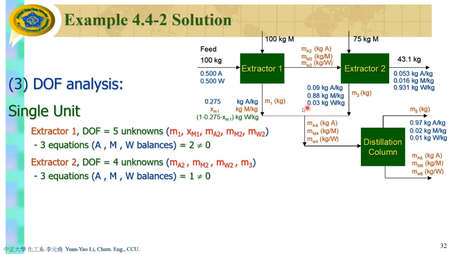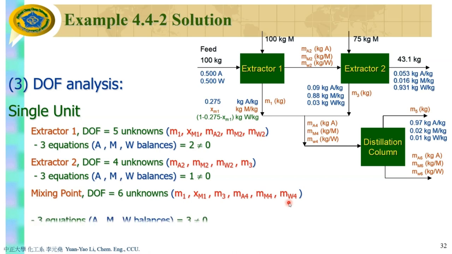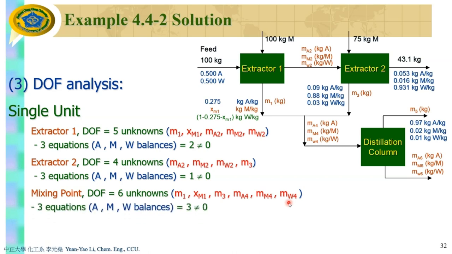Okay, how about this one? This is called the mixing point. How many input streams? Two input streams, this one and this one. How many output streams? One output stream. How many unknowns? One, two, three, four, five, six. There are six unknowns. Again, only three equations: water balance, acetone balance, MIBK balance, input equal to output.